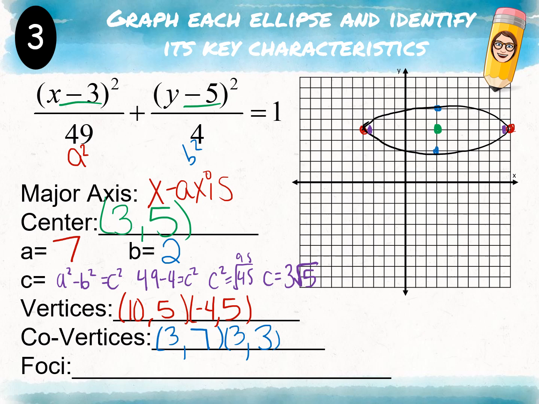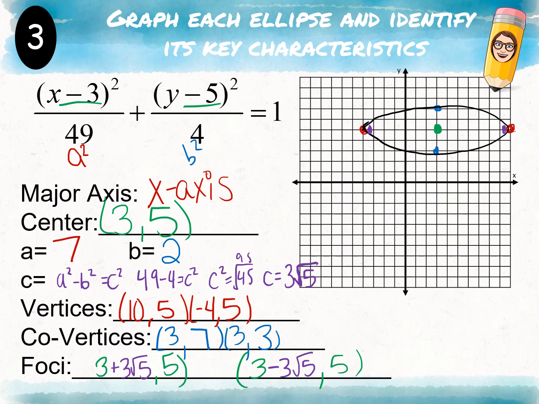I'm changing my x value. My center x value is 3, right? So I'm going to have 2 points. But from that 3, I need to add on 3 square roots of 5, and I need to subtract 3 square roots of 5. That's the x value of the purple dots, the focus or foci that I drew. Now their y values are still the same, right? They're both still at 5.